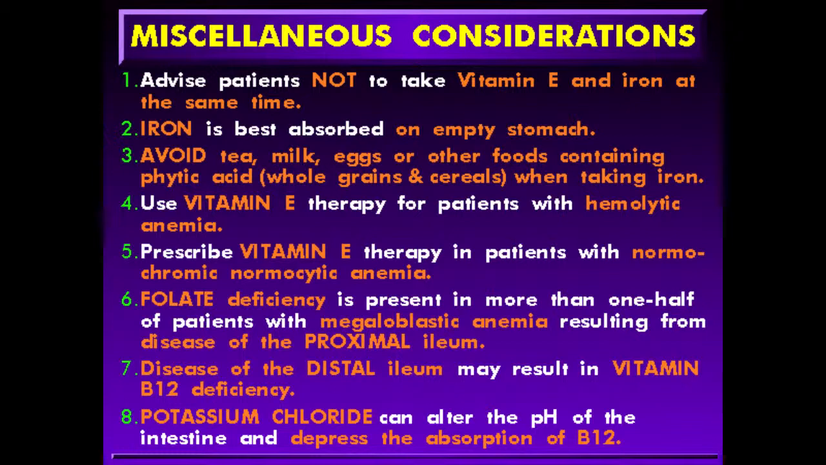7. Also, disease of the distal ileum may result in vitamin B12 deficiency that can be demonstrated on the CBC and differential panel, as described earlier. Allopathic physicians commonly prescribe potassium chloride for a potassium deficiency. Watch your patients closely for a vitamin B12 deficiency, as potassium chloride, KCl, can alter intestinal pH and interfere with vitamin B12 assimilation.